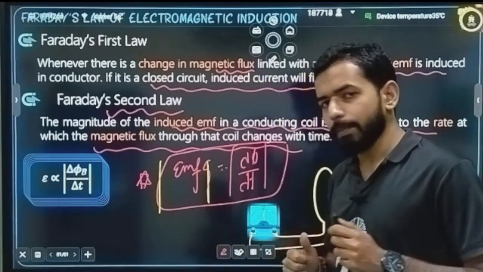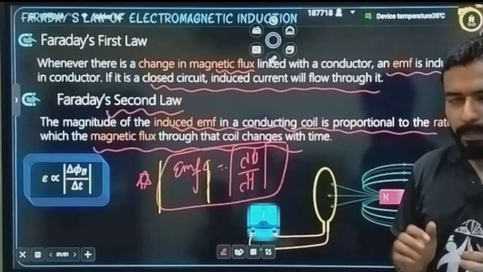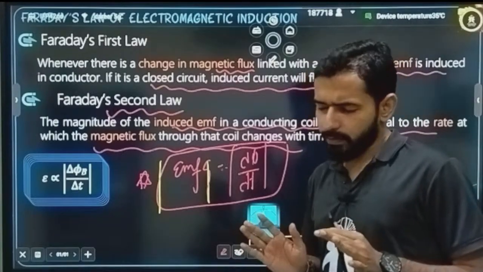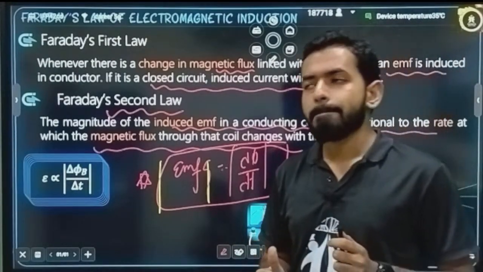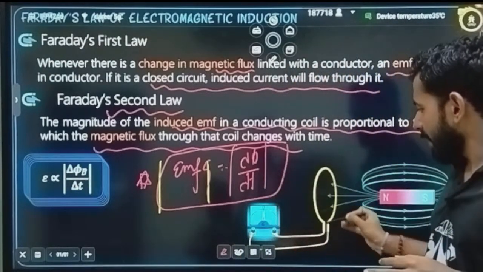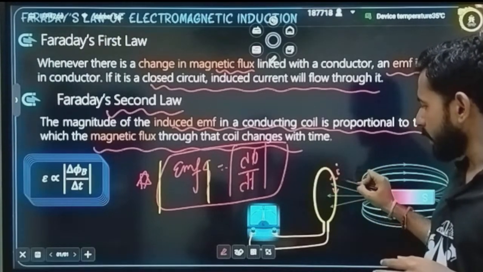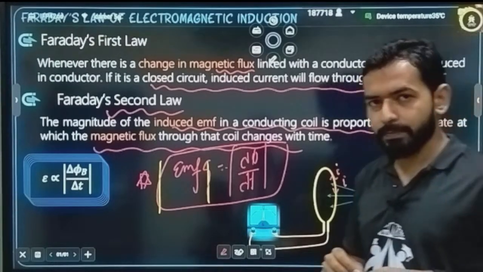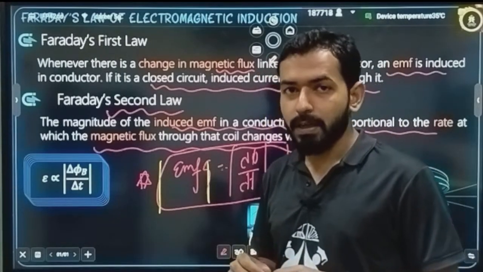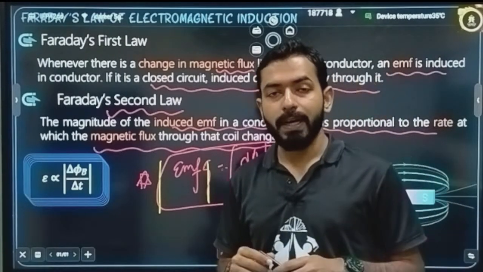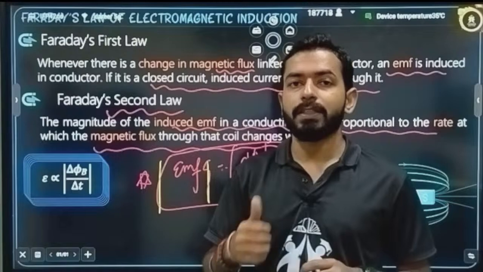So the question that will come to your mind: okay, till now it is clear that EMF is induced, very good, and current is also induced. But if I ask you whether it will be induced in clockwise direction or anti-clockwise direction, what will you say about the direction? Faraday did not explain the direction. What will be the direction of induction?